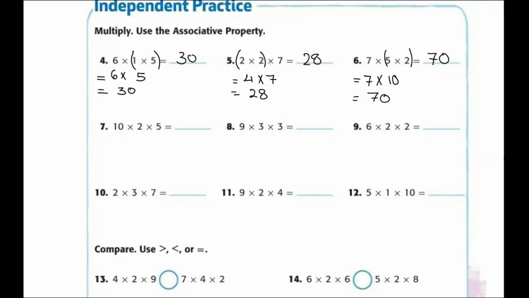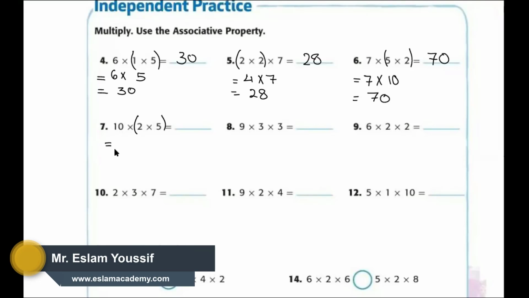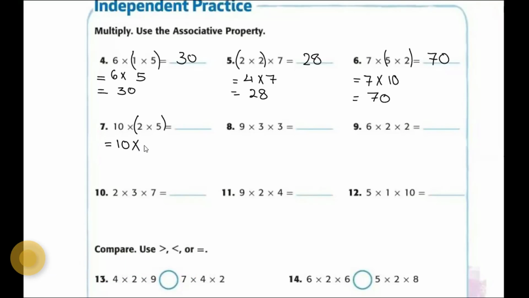Okay, Taqi. Solve with me question number 7. 2 multiply 5, we put it in the bracket. Then we put the 10. 2 multiply 5 equals 10. We put 10, equals 100. Okay, thanks.